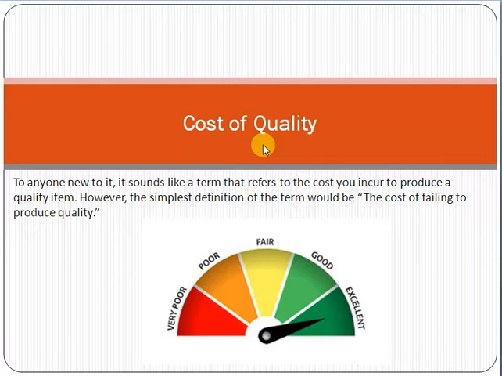Friend, with respect to project management, as per the definition of PMI or PMBOK, the concept of quality means that you are fulfilling the requirements of the customer. This is called the main concept of quality in project management.